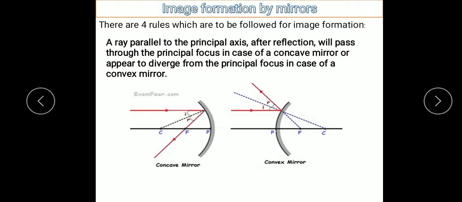The first rule is the ray coming parallel to the principal axis. The ray coming parallel to the principal axis passes through the focus after reflection in case of concave mirror, or appears to come from the focus in case of convex mirror. So this is the first rule.